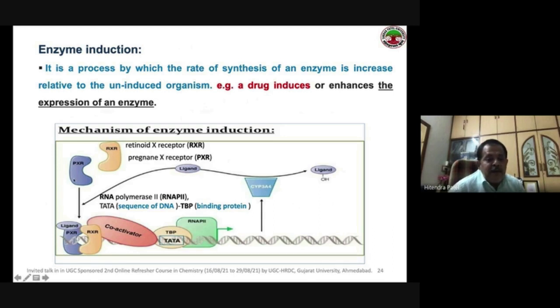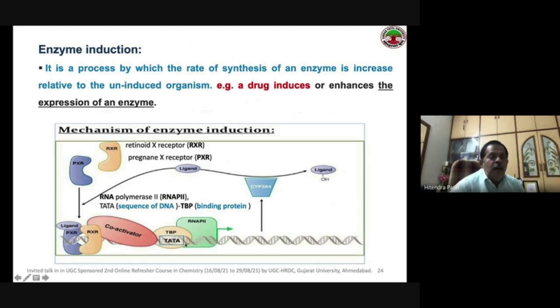So friends, let me try to show you this blue color in the figure, as well as the yellowish color. PXR is nothing but the pregnane X receptor, and the other receptor is the retinoid X receptor. You can understand these two receptors, right? They can interact with this ligand, and you can see that the coactivator is there.